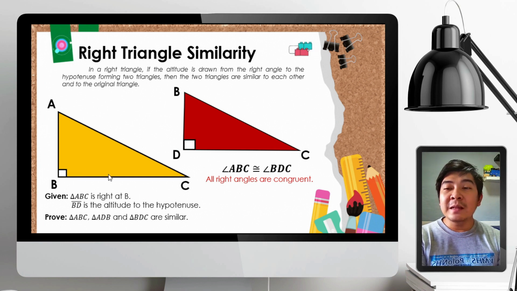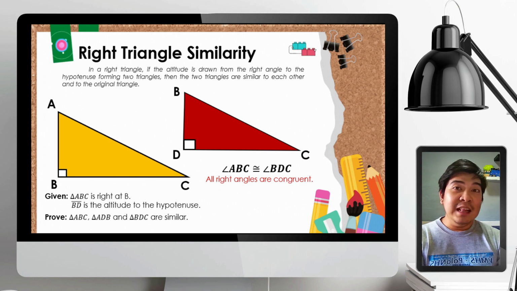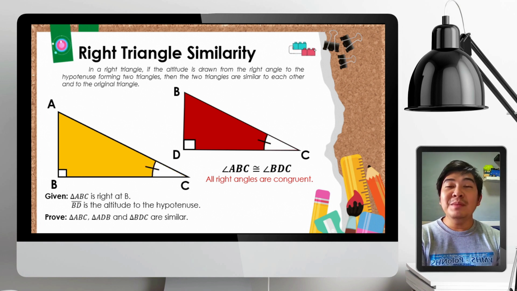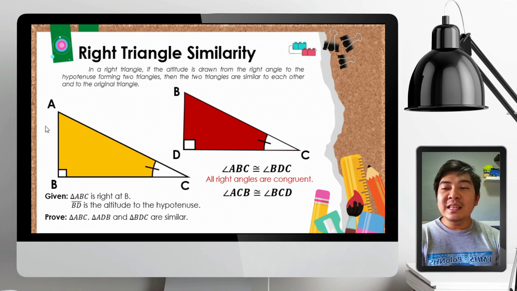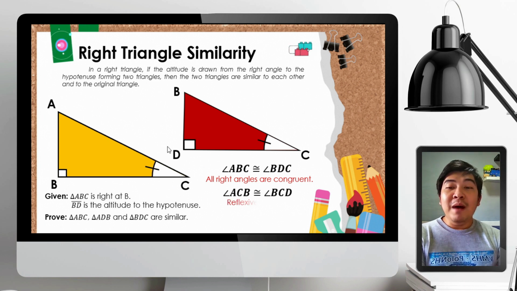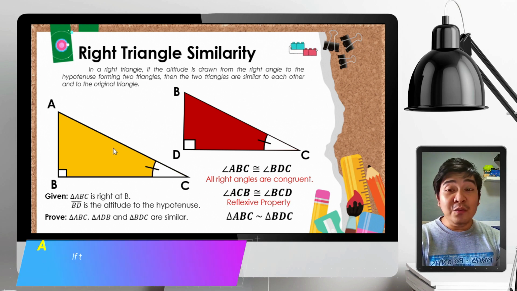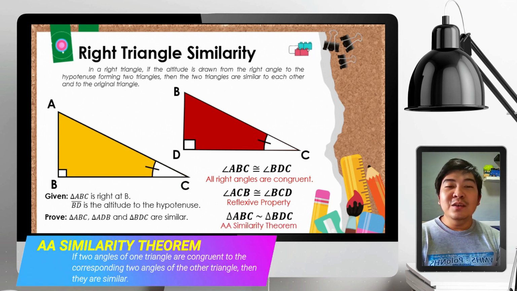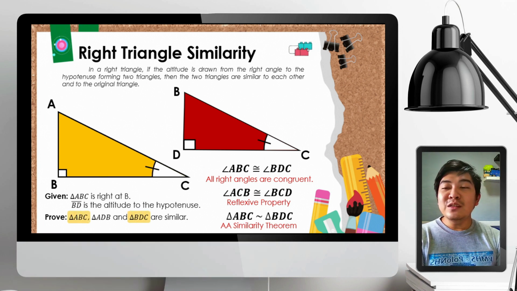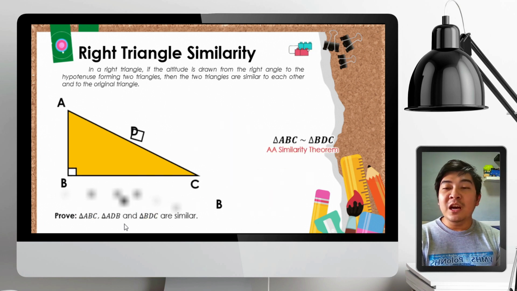After that, if you look at the two triangles, there is a common angle. The common angle will be angle C. Therefore, we can say that angle ACB is congruent to angle BCD by the reflexive property. Therefore, triangle ABC is similar to triangle BDC because of the AA similarity theorem. We have proven that the two triangles are similar. Let us now proceed with the other one.